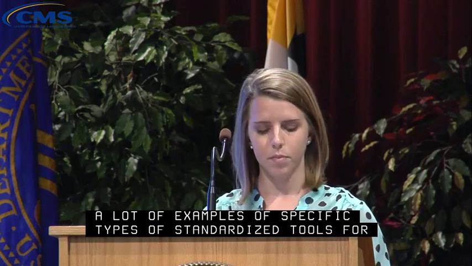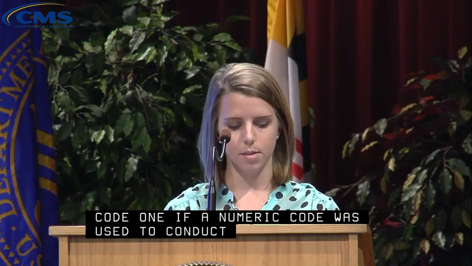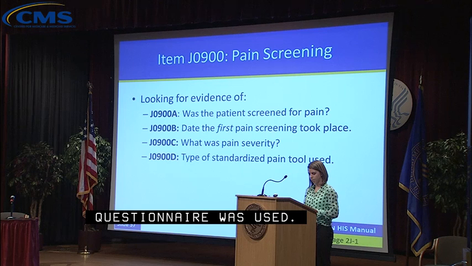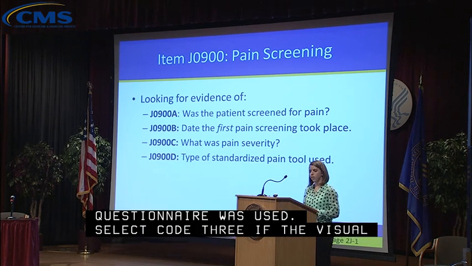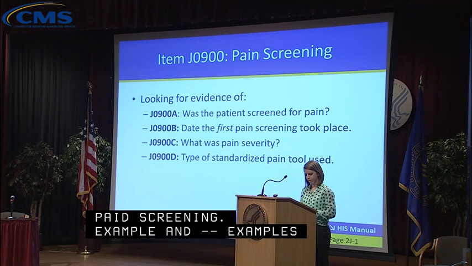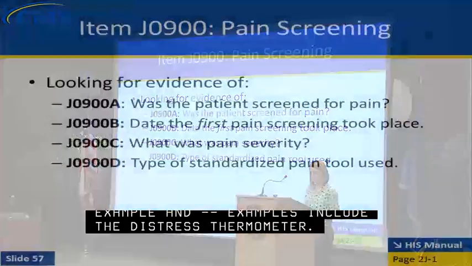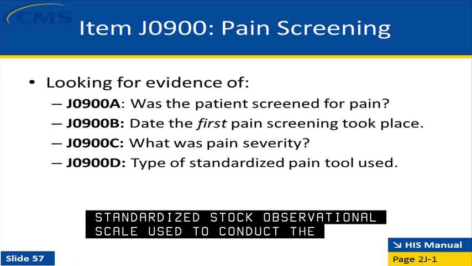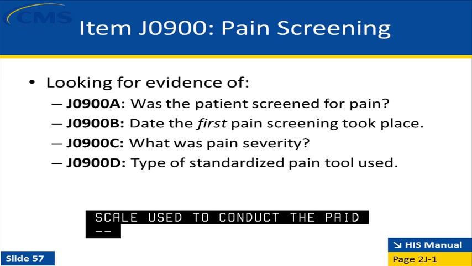For J0900D, you're going to select code 1 if a numeric scale was used to conduct the pain screening. Examples include the 10-point numeric scale and the ESAS. You'll select code 2 if a verbal descriptor scale, such as the McGill Pain Questionnaire, was used. You should select code 3 if a patient visual scale was used to conduct the pain screening. Examples of a patient visual scale include the FACES pain scale or the distress thermometer. You should select code 4 if a standardized staff observational scale was used, and an example of this type of tool would be the Pain AD. Finally, you'll use code 9 if no standardized scale was used to screen the patient for pain.